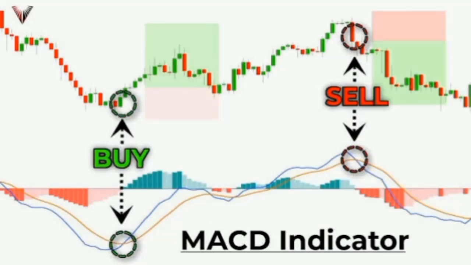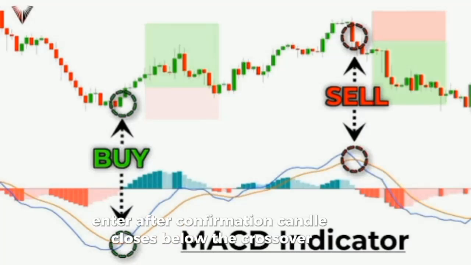Sell trade. The MACD line crosses below the signal line, the histogram turns negative, and price is below key resistance or EMA 50. Enter after the confirmation candle closes below the crossover.